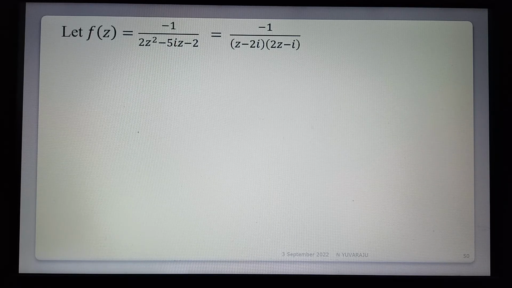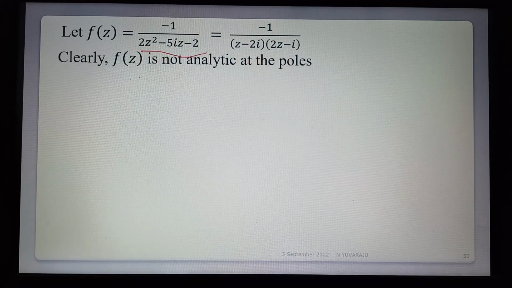is equal to minus 1 by the factorization. This is the factorization of the denominator: z minus 2i into 2z minus i. So first of all verifying the function is not analytic where the denominator is 0, and finding the poles. What are the poles here? Denominator is 0. Clearly f of z is not analytic at the poles. z is equal to 2i, z minus 2i is equal to 0, and 2z minus i is equal to 0, z is equal to i by 2. These are the two poles.